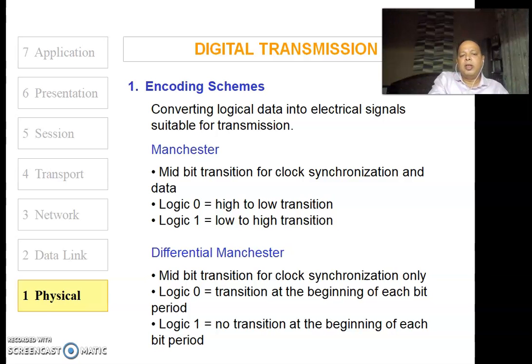For logic 0 in case of differential Manchester, the transition happens at the beginning of each bit period, while for logic 1 there is no transition at the beginning of each bit period. So that is the difference between the Manchester and differential Manchester.